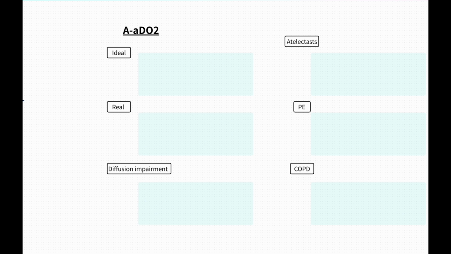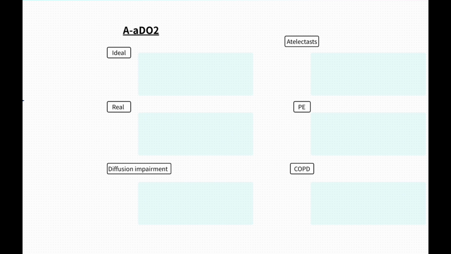Today, we are going to break down the AA gradient, aDO₂. This concept is essential for both exams and real clinical care, yet it's one of the most commonly misunderstood topics in respiratory physiology. Many students memorize numbers or disease risks, but when I talk to residents, that memorized knowledge often collapses the moment they face an actual patient.